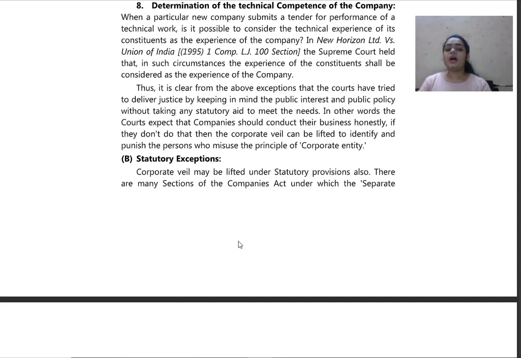When a company submits a tender for a performance of work, it is considered that technical experience, that is, all the people who are having experience in the company shall be experienced and shall have the knowledge of whatever they have provided in the tender. So, in this case, what happened?